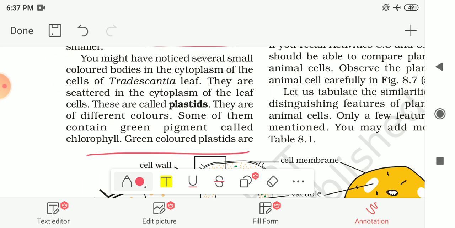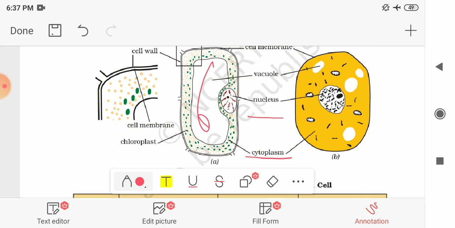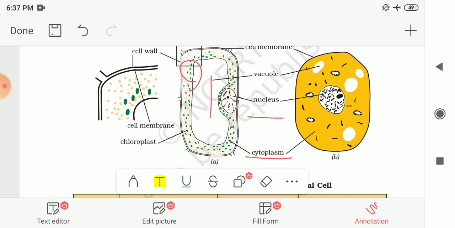You might have noticed several small colored bodies in the cytoplasm of the cells of the Tradescantia leaf, scattered in the cytoplasm of the leaf cell. In this figure it is shown to you. The middle part is known, as we had seen, as the vacuole, which has a blank-like structure, and after that you can see the green colored substances, which are known as plastids. They are scattered in the cytoplasm, and these are known as the plastids.